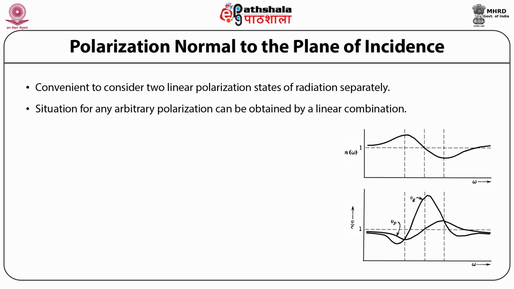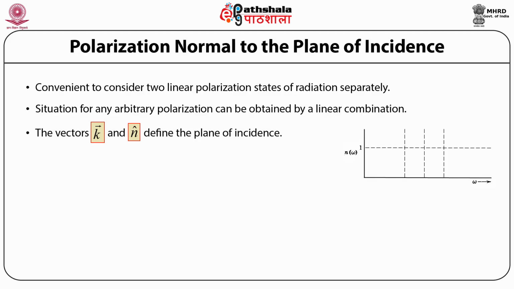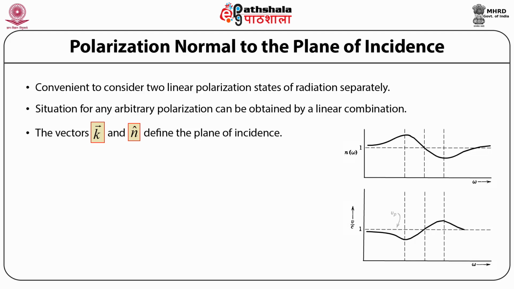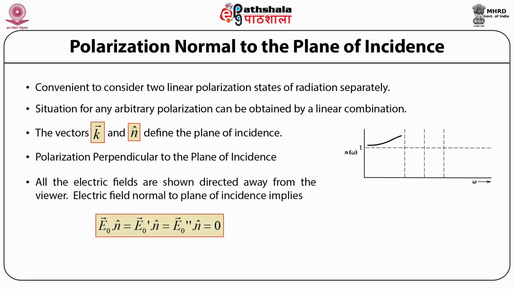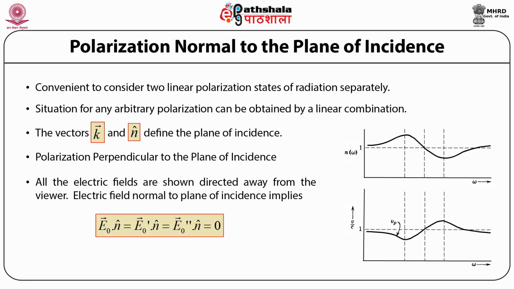So let us first define the wave vector k and the unit normal vector n prime, which define the plane of incidence. Now for polarization perpendicular to the plane of incidence, we have that all the electric fields are shown directed away from the viewer if one looks at these figures.